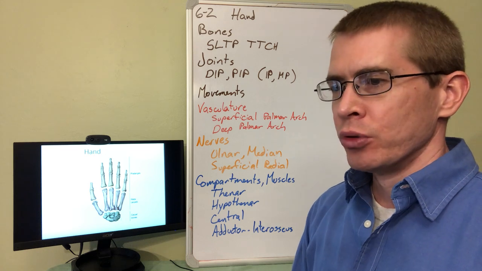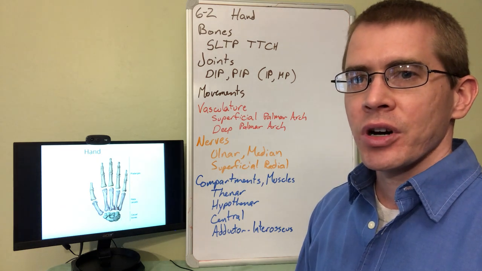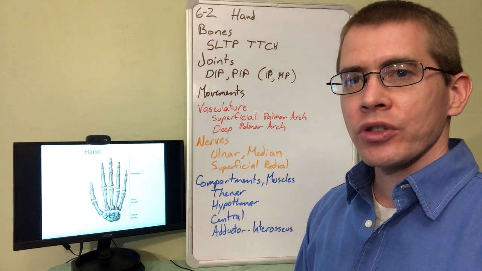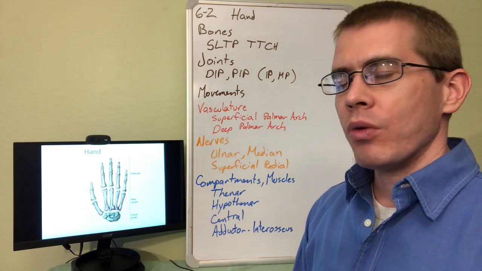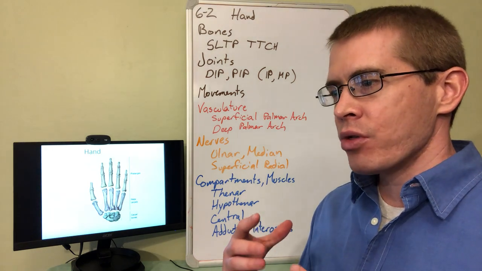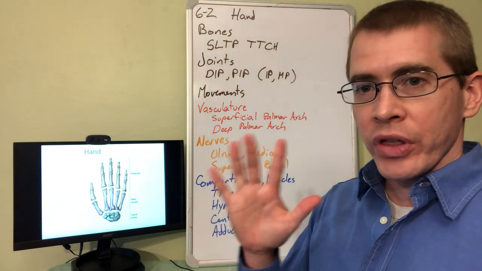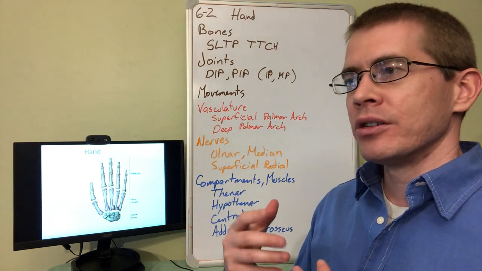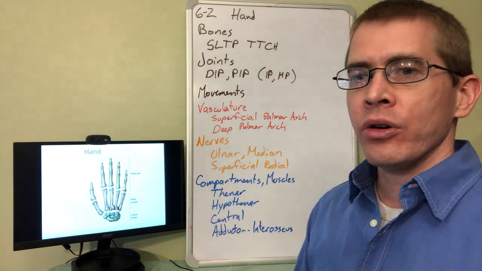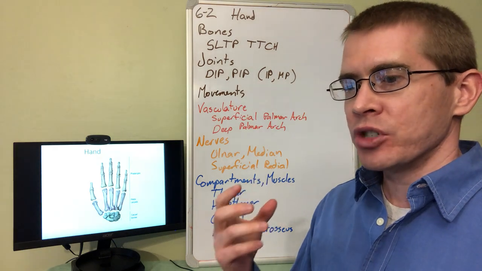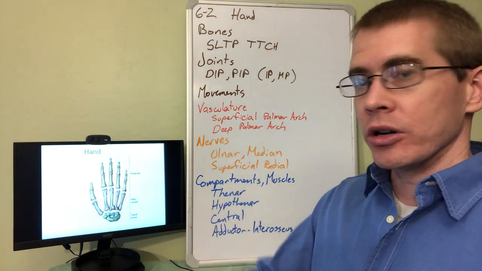So we'll look at some rules for innervation of those different compartments and muscles, but some of the muscles are going to break those rules. Once you have an understanding of how the nerves travel within the hand, you'll get a good understanding why those exceptions to the rules occur.